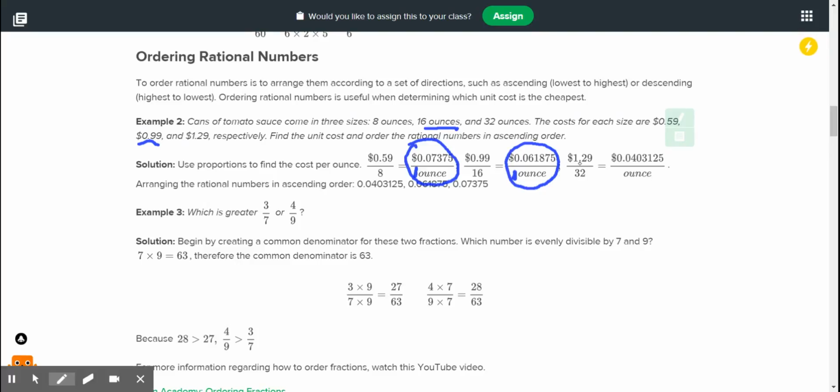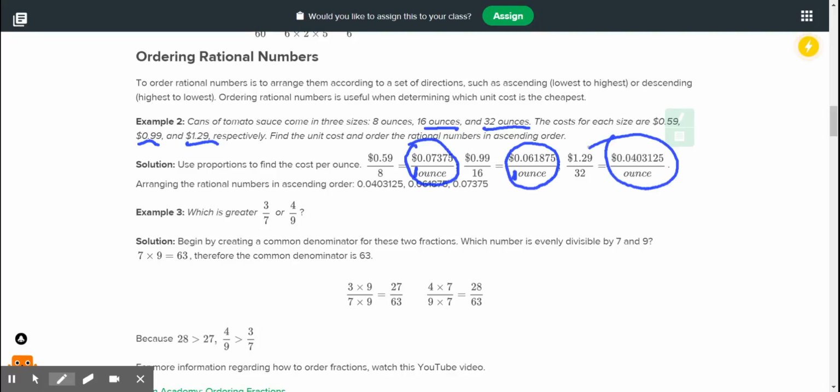And we have come up to our last one, and we have $1.29, and that is for 32 ounces. So $1.29 divided by 32 gives me 0.0403125 per ounce. And that is my last one. So now we need to arrange the rational numbers in ascending order.